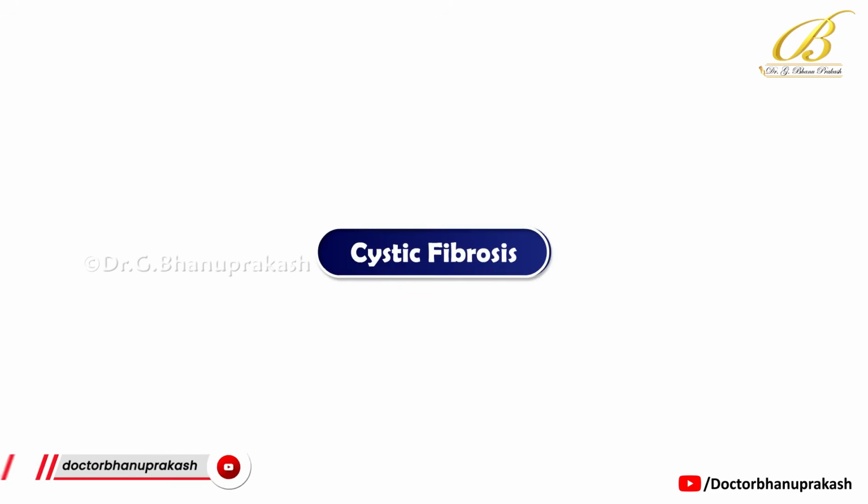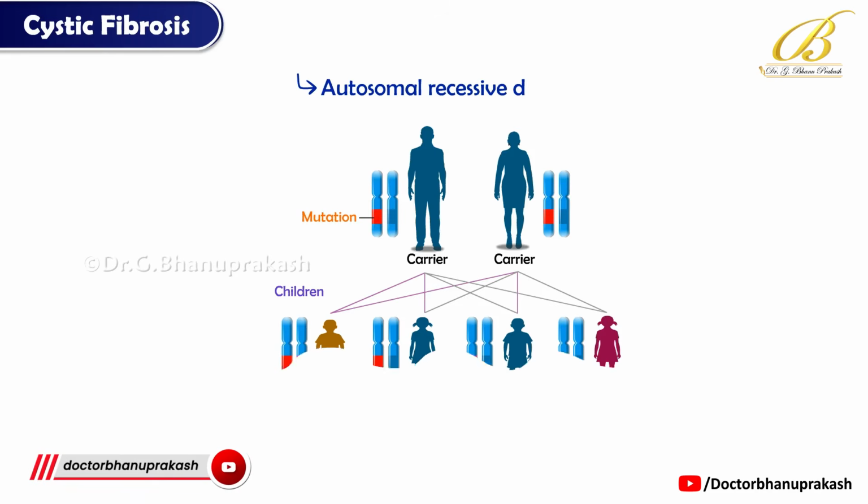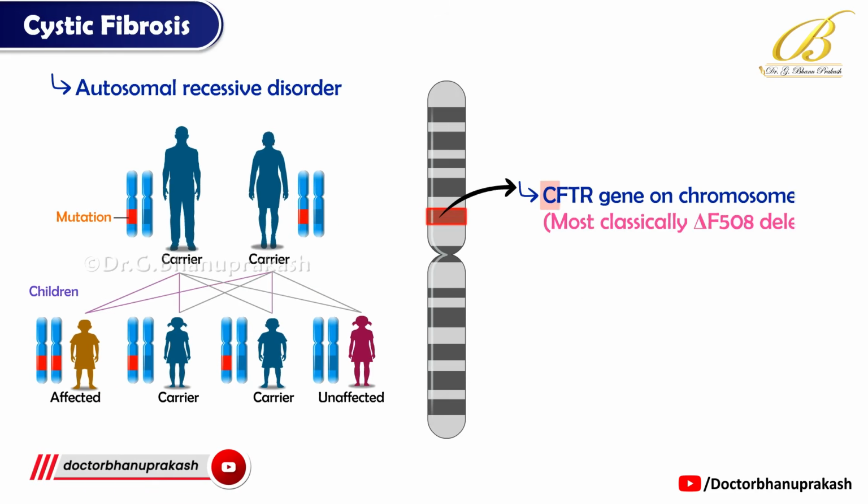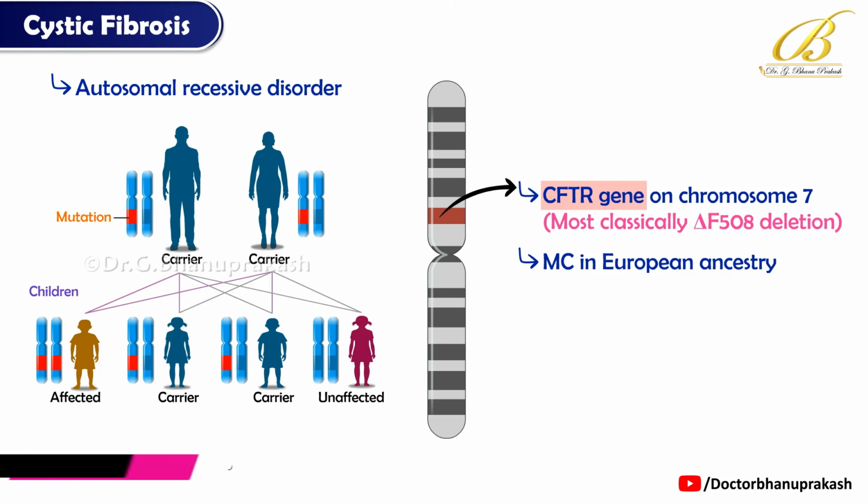Cystic fibrosis. Cystic fibrosis is an autosomal recessive disorder caused by mutation in the CFTR gene on chromosome 7, most classically the delta F508 deletion. It is the most common lethal genetic disease in patients with European ancestry.